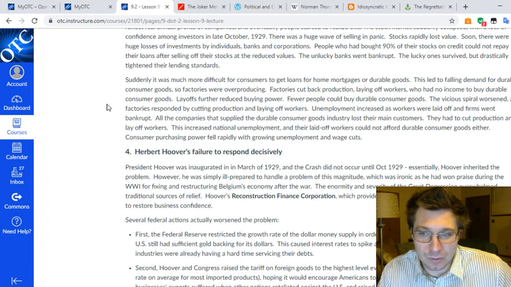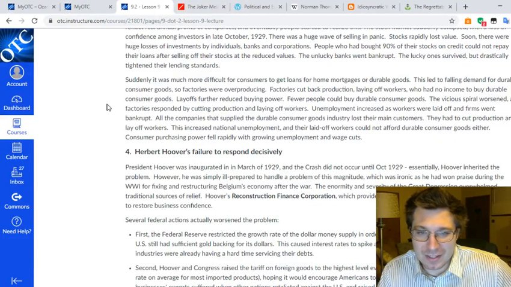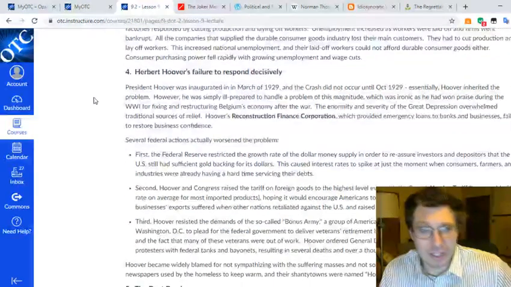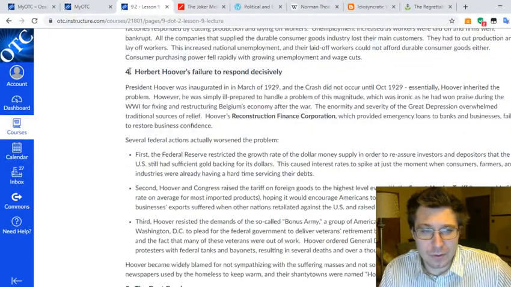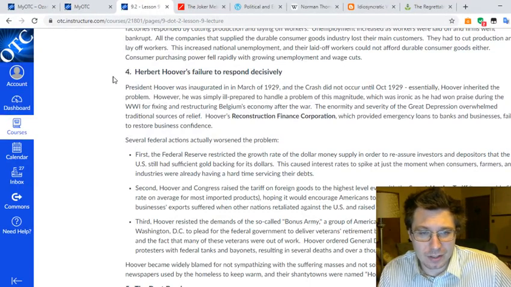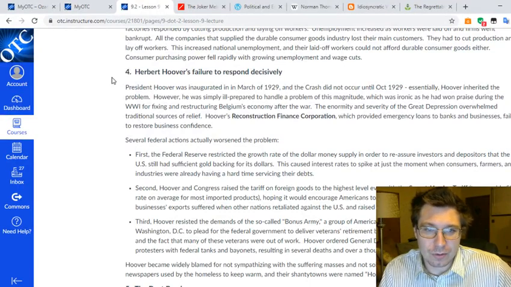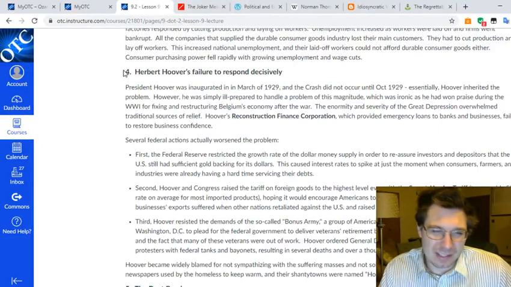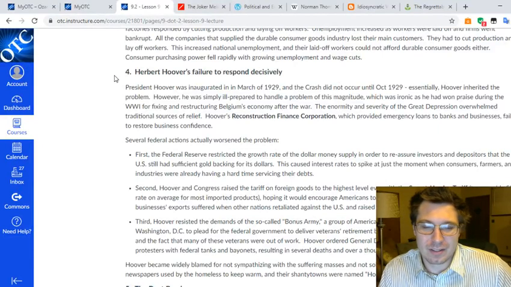Unemployment increased as workers were laid off and firms went bankrupt. All the companies that supplied the durable goods industry lost their main customers. And it just got worse and worse, basically. What's more, fourth reason for the Great Depression was that President Herbert Hoover really did not respond decisively to these problems. He was kind of hoping that the economy would more or less fix itself without too much government intervention.